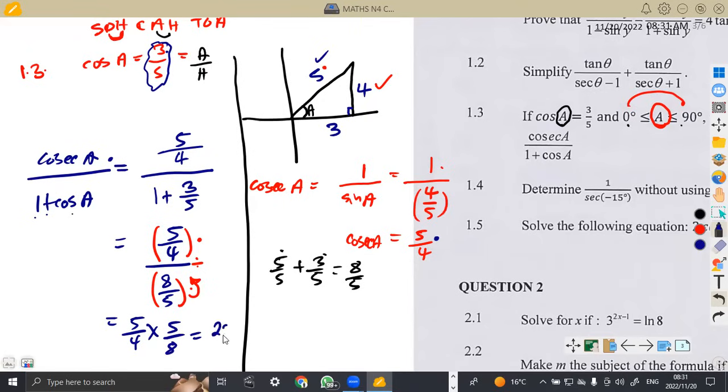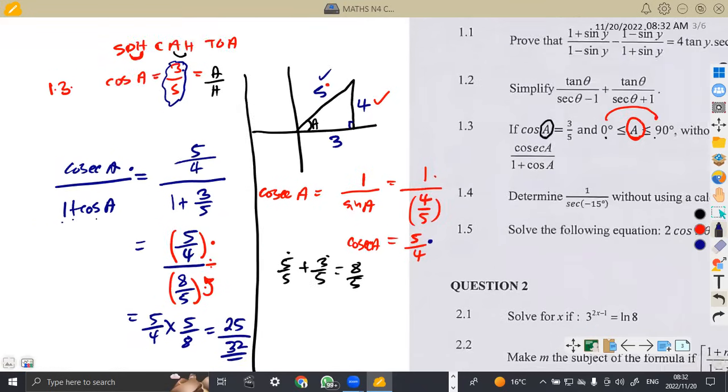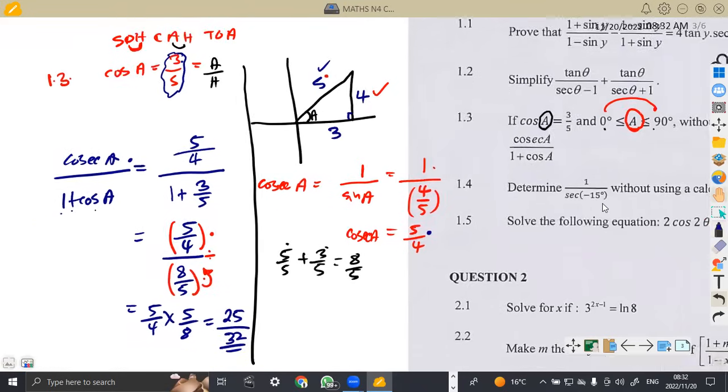Okay, 5 times 5 is 25 over 4 times 8, which is 32. So that was the answer, 25 over 32. If we simplify it properly, we're going to obtain 25 over 32. Okay, so that was it for the simplification.